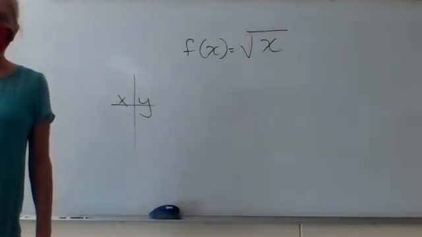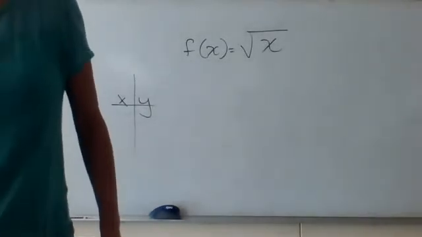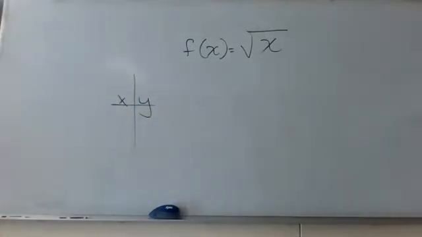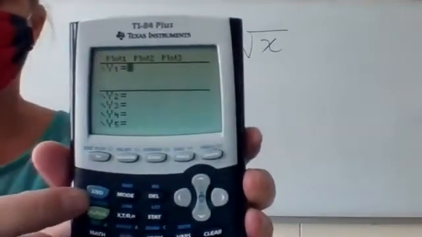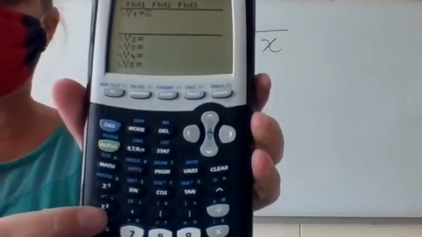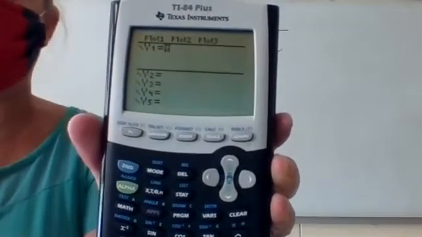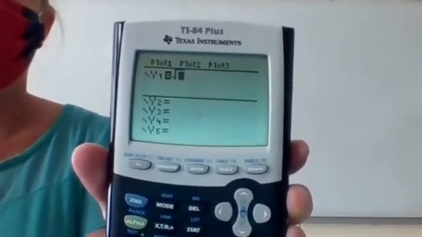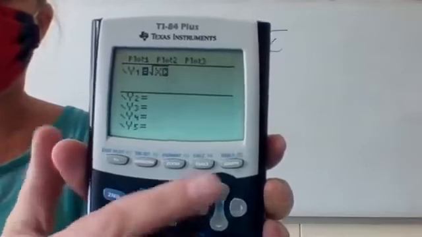If I go to my y equals in my calculator and clear it out and type in square root of x. To get to square root, you'll hit your second button. And if you come down to the x squared button, you'll see right above it is the square root symbol. So once you hit that square root button, put the x underneath there. So square root x. Let's graph it.